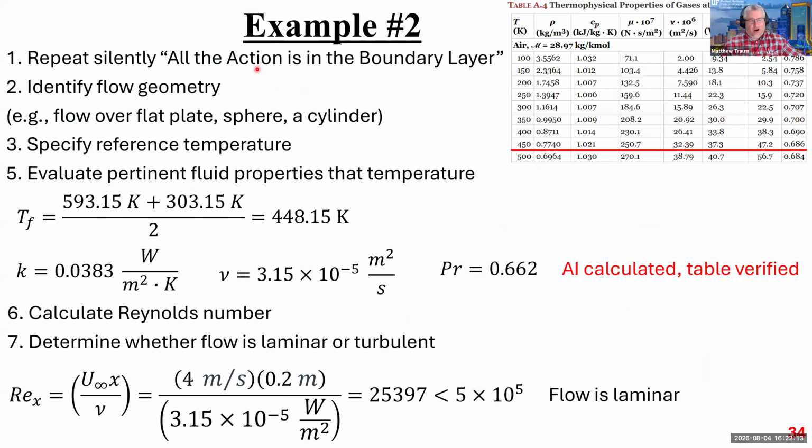All right, we're going to go through our 10-step process, right? We are going to repeat silently to ourselves that all action is in the boundary layer, right? Because we're solving for heat transfer in the boundary layer, just as a reminder. Okay, we're going to identify the flow geometry. This is flow over a flat plate, so no worries there. We're going to specify the reference temperature, skipping step 4, which is for mass transfer, and evaluate pertinent fluid properties at that temperature, right? So we need a film temperature. The plate itself starts at 593, and the free stream is at 303 Kelvin. We add those together, divide by 2, we get our film temperature of 448.15 Kelvin.